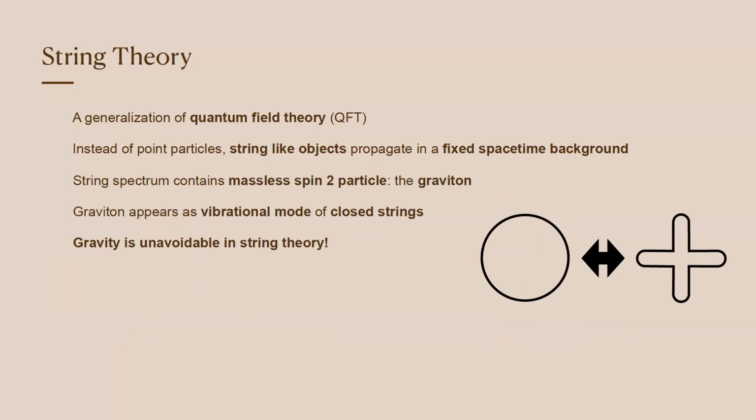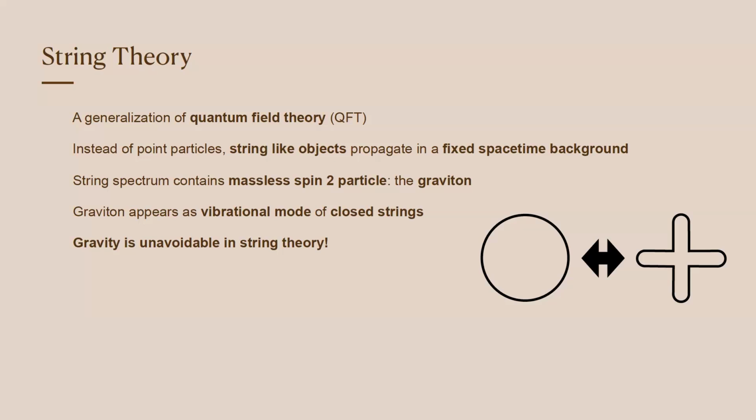Now, the spectrum of strings contains a massless spin-2 particle, which is nothing but the graviton. So the graviton appears as a vibration mode of closed strings. So here is a schematic picture. So gravity is unavoidable in string theory, which is amazing.